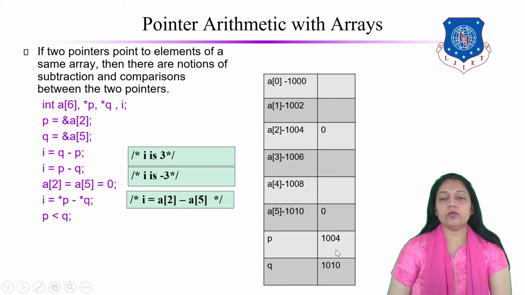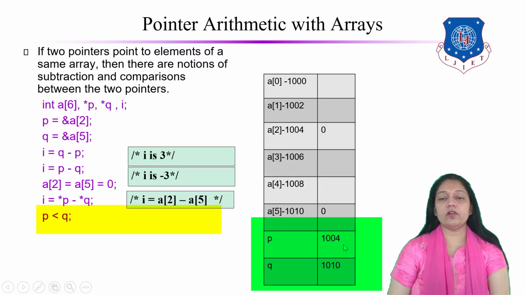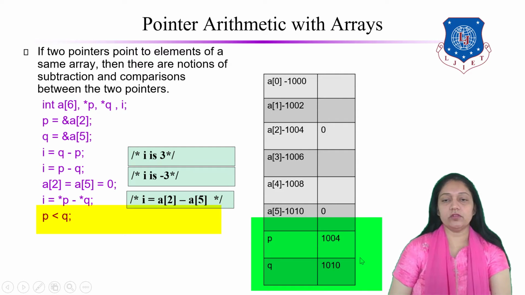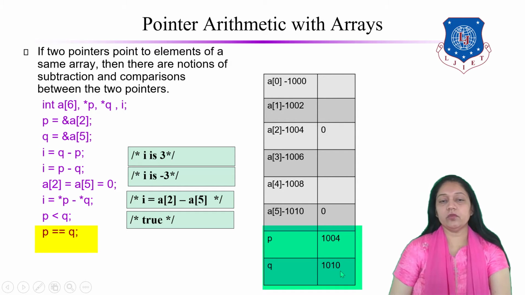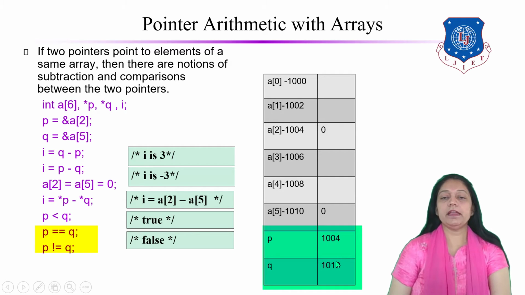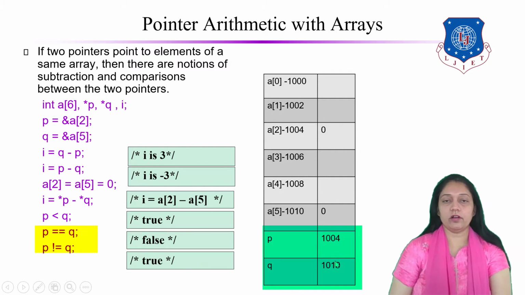p < q means comparing the addresses of p and q. So 1004 is less than 1010. That is true, so the output would be true. p == q. These are all logical operations that compare the addresses stored in p and q. Now p == q is wrong, so it is false. p != q will be true accordingly.